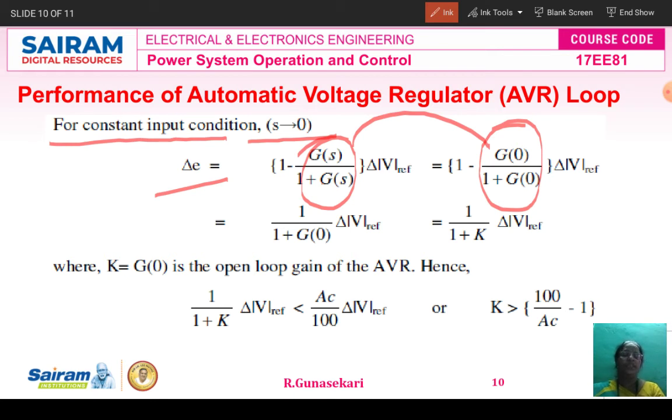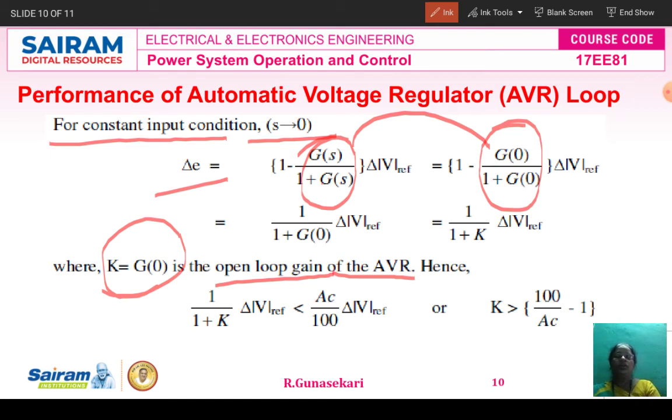reference, that is equal to 1 divided by 1 plus K into del V reference. Here K, which is equal to G of 0, is nothing but the open loop gain of the AVR. That is, K is called the open loop gain of the AVR, which is equal to G of 0. So that's why del E equals 1 divided by 1 plus K into del V reference.